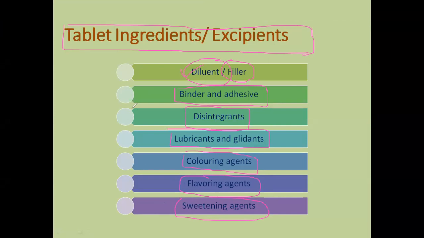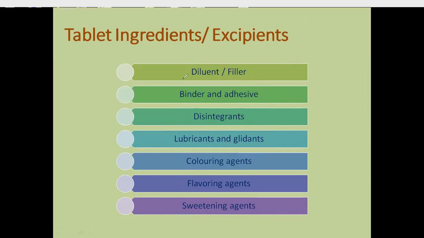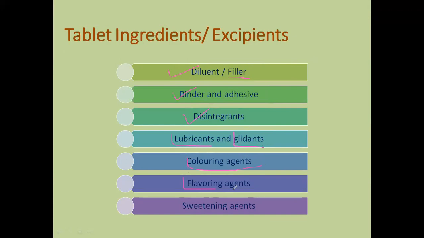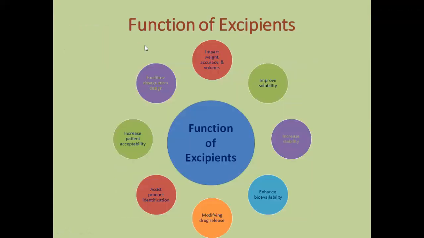Now, which types of ingredients or excipients have we seen? Let's have a recap of that. That is diluents, which are also called fillers. Then we have binders and adhesives. Then the third class is disintegrants. Then we have lubricants and glidants. Then coloring agents, flavoring agents, and sweetening agents. Now let's move to see which types of functions these excipients provide.